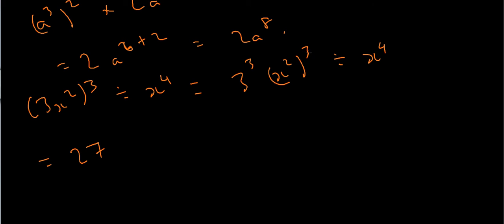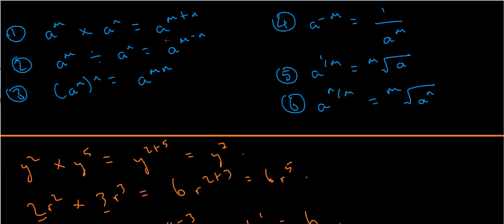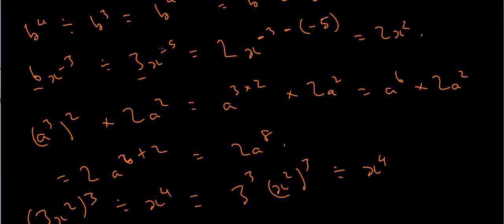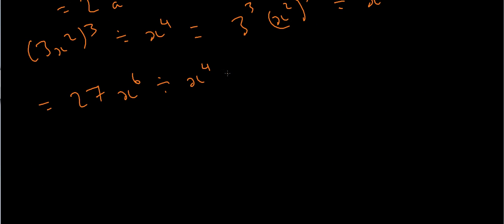X squared all cubed, we've now got to multiply the powers together, because we've got something in parentheses raised to another power, we multiply the powers. So 2 times 3 is 6, so we've got x to the 6, divided by x to the 4. And just as before, using our second rule up here, we've got to subtract one power from the other, the second power from the first, and this becomes 27x to the 6 minus 4, which is 27x squared.